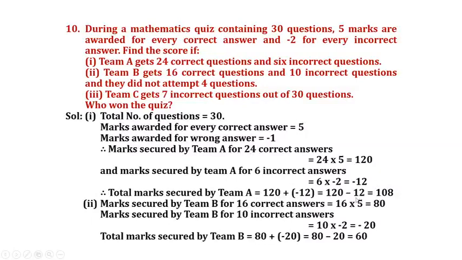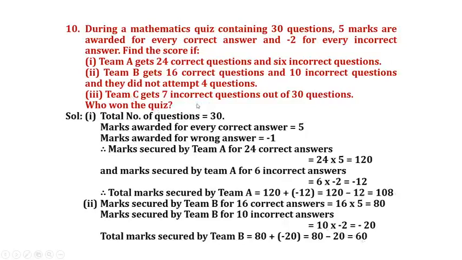108 marks Team A got. Next, go to the second, Team B. Marks secured by Team B for 16 correct answers is equal to 16 into 5 is equal to 80. Marks secured by Team B for 10 incorrect answers is equal to 10 into minus 2 is equal to minus 20. And total marks secured by Team B is equal to 80 plus of minus 20, which is equal to 80 minus 20, which is equal to 60. So Team A got 108 and Team B got 60.